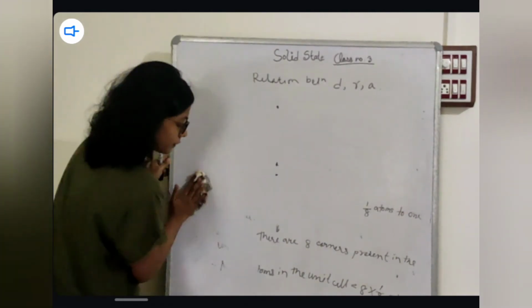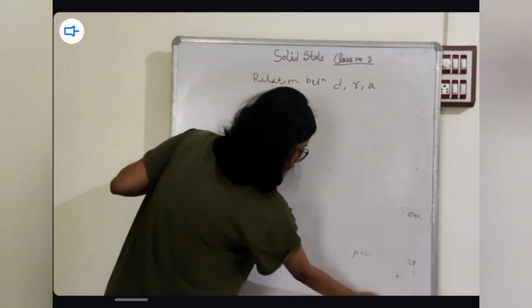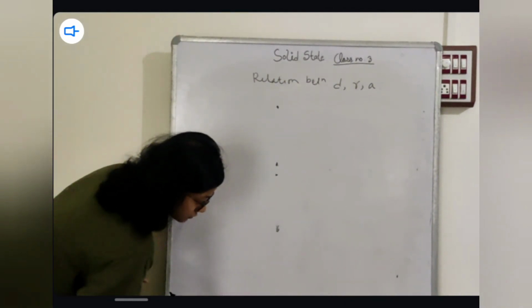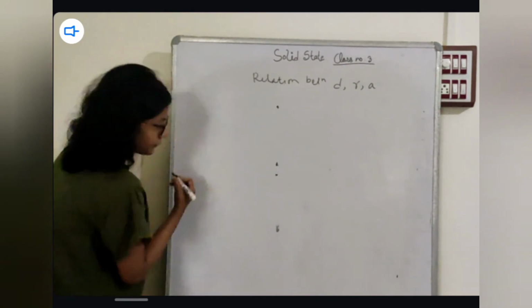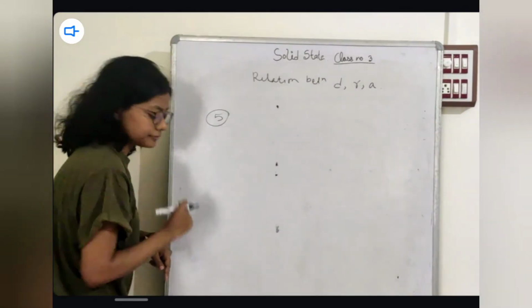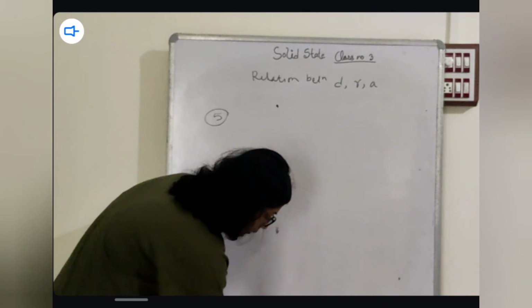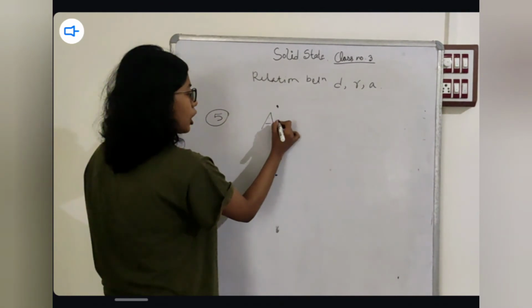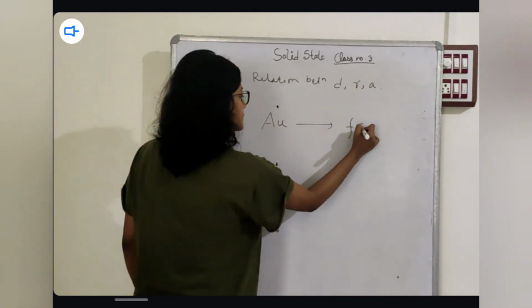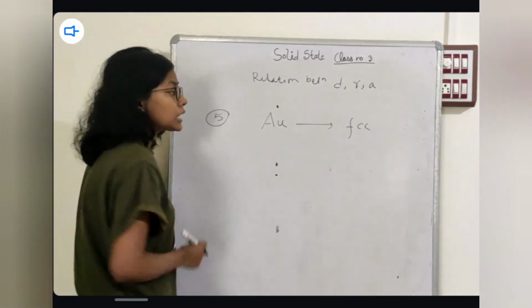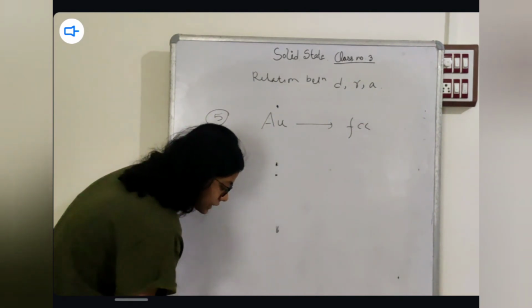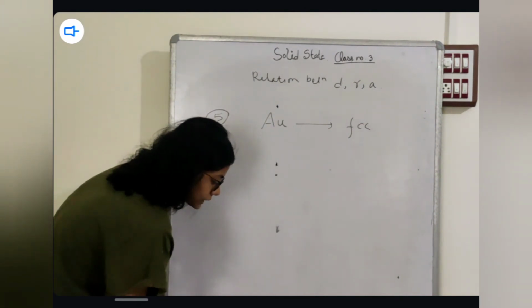Then coming to the next problem. So now coming to question number 5. Question 5 says gold crystallizes in the face-centered cubic lattice. So it is saying that gold crystallizes as FCC structure, face-centered cubic structure. So calculate the approximate number of unit cells in 2 milligram of gold.